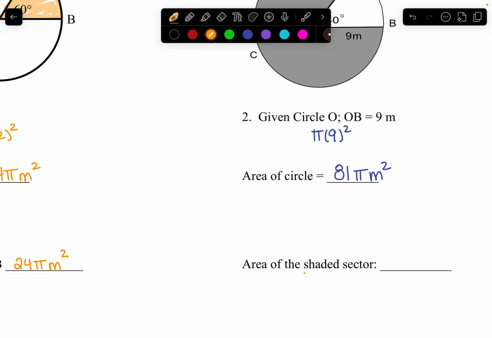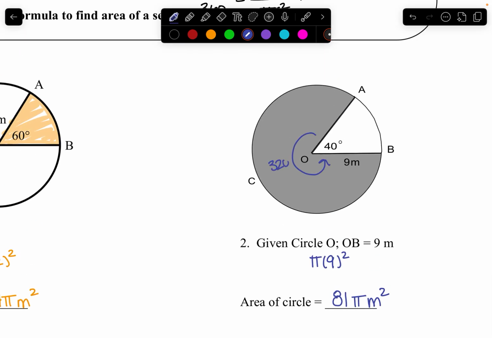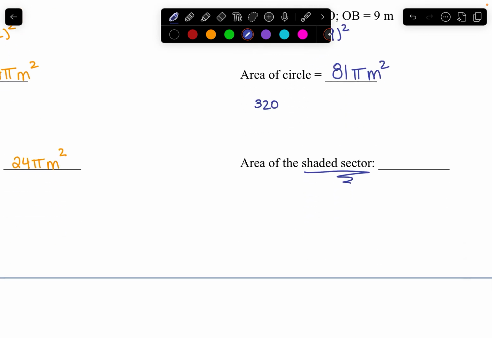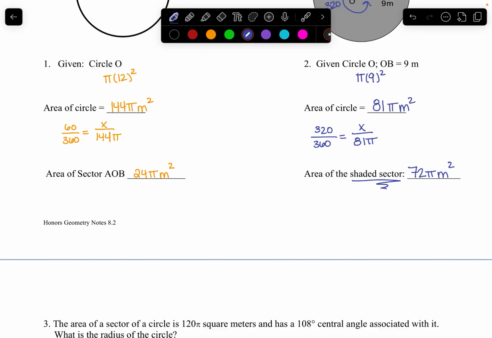Now this one says, what's the area of the shaded sector? That's the wrong color, the shaded sector. So that means that I need this central angle, which should be 320 degrees. So we've got 320 over 360, and that's going to equal x over 81 pi. 81 times 320 divided by 360 is 72. So this will be 72 pi meters squared.